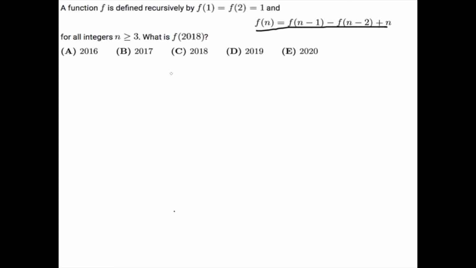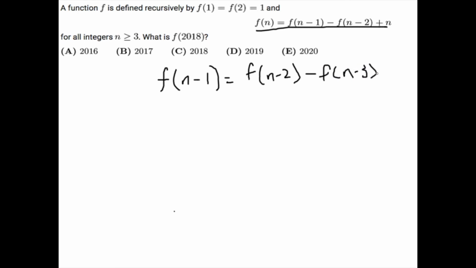So to do that, let's try to find what f of n minus 1 is. F of n minus 1 is f of n minus 2 minus f of n minus 3 plus n minus 1. And the intention of doing this is that if we have n equals 2018, we want to work our way back to f of 2, which we know, and then work our way forward again to find what f of 2018 is.